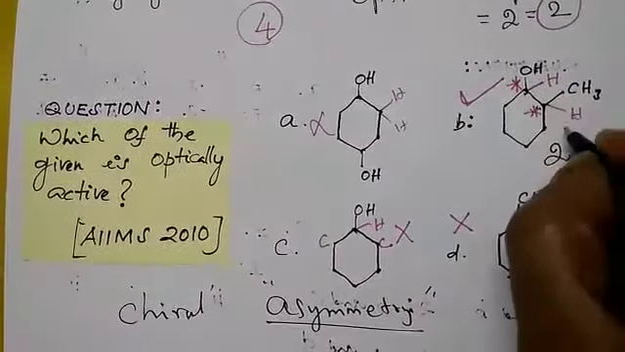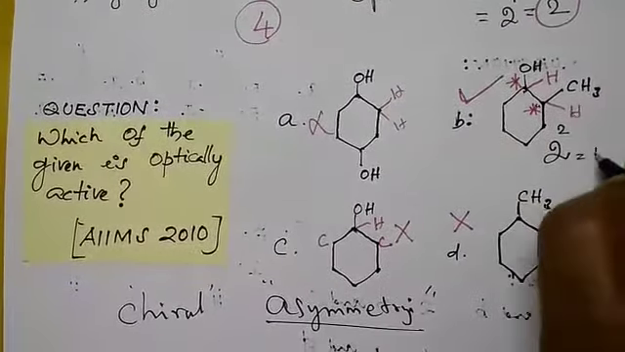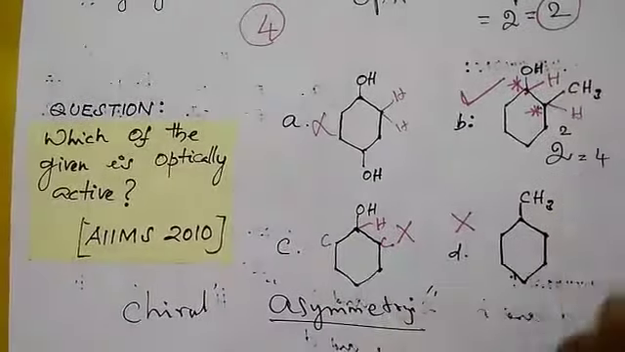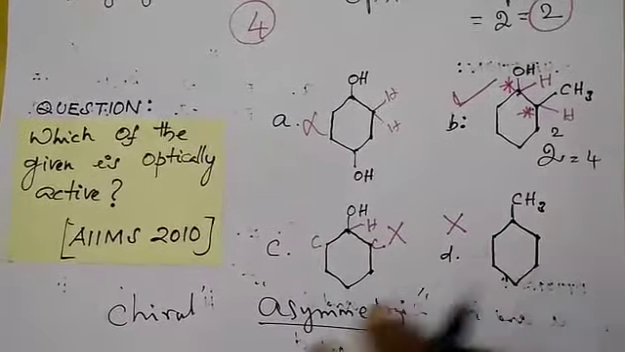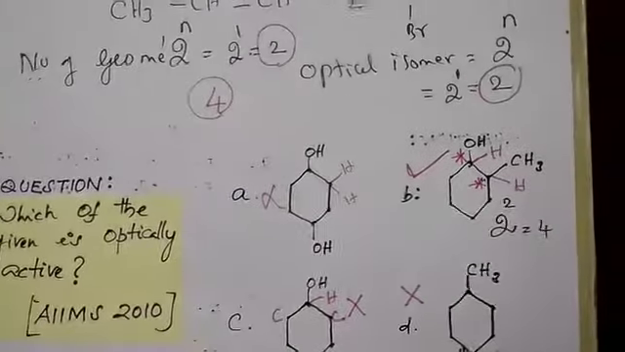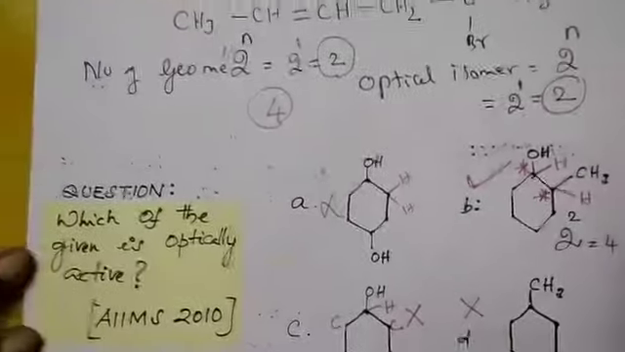Like that, you have to go to 2 to the power 2, which is equal to 4 optical isomers. Okay, now this is an advanced question I am giving. Now let us go to the additional information. Now let us go to the next question.